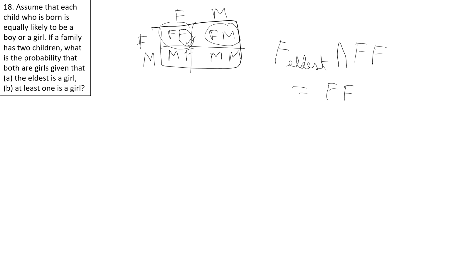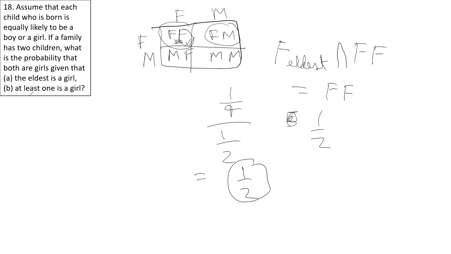Now what is the chance that the eldest is a girl? That is 50% chance, means a half. So basically what we get is 1 by 4 by half. 1 by 4 is the chance of getting FF in the total sample space, divided by half. The chance that both are girls, given that the eldest is a girl, is half.